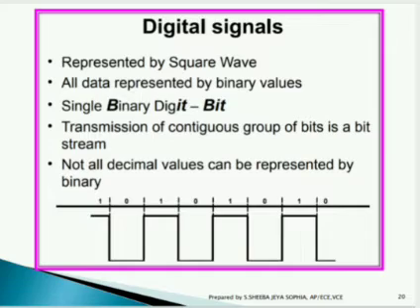Whereas in digital signals, you can see it is represented by a square wave. All data here are represented as binary values, that is, a single binary digit, like a bit, either 0 or 1. Transmission of this continuous group of bits is a bit stream, and here all are represented as binary values.